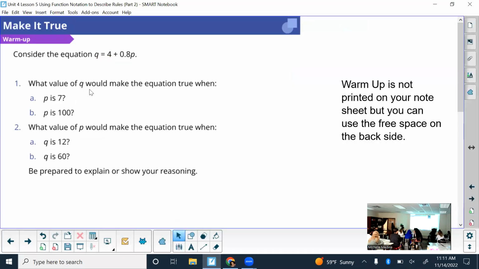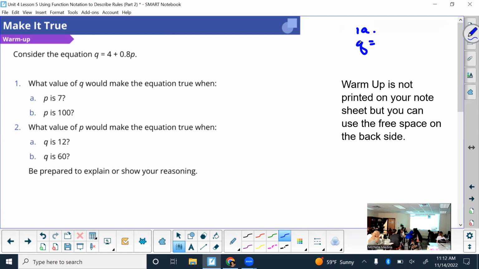All right. Now on to the warm-up. For number 1, what value of Q would make the equation true when P is 7? What is it telling you to do? How do I solve 1A? Put 7 in for the P. So copy the equation if you need to. And it's asking you what is Q when P is 7. So Q is what you'll be solving for.